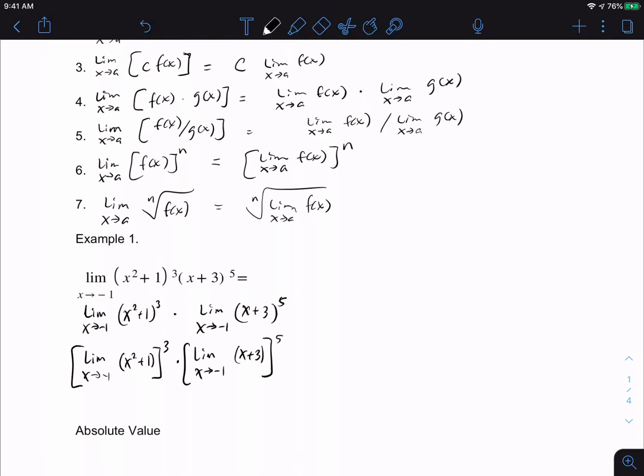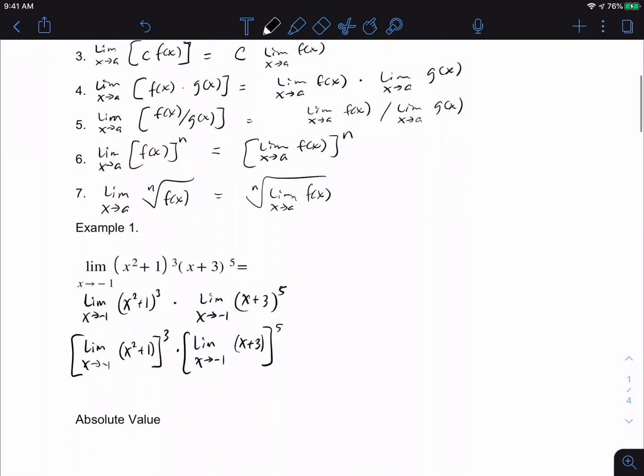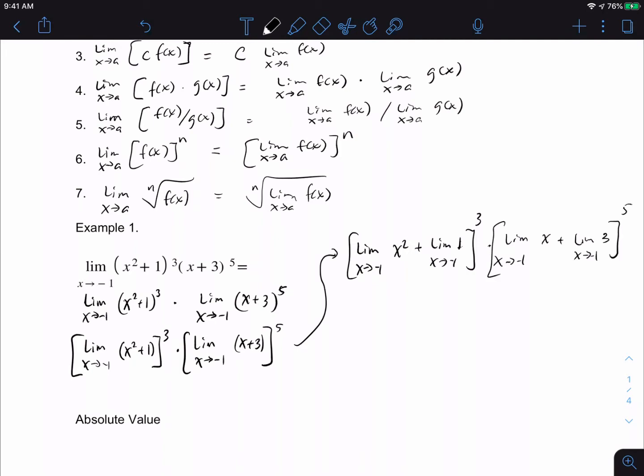I really could even break it further than that. Since I have a limit with an addition, I can go back and use the first rule. Here I'll draw an arrow: the limit as x approaches -1 of x squared plus the limit as x approaches -1 of 1, that whole quantity cubed, times the limit as x approaches -1 of x plus the limit as x approaches -1 of 3, that whole thing to the 5th, right? I really could keep going, where that x squared here I could have broken up, but I'm not going to. At this point, this has shown enough of the understanding of the rules. I'm going to direct substitute.